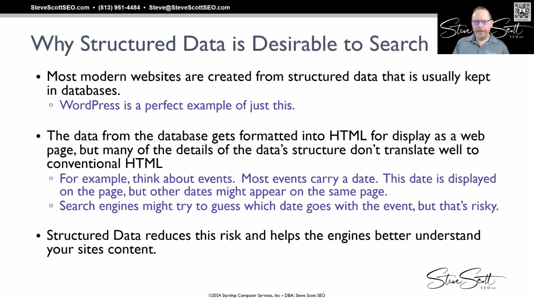data. Most modern websites are actually being created from structured data that's usually kept in a database. WordPress is a perfect example of just this, right? We don't actually have pages created in HTML that's set on a file server somewhere. The information is stored in a database, and the database has the information about what a heading is and what the posts are and what the pages are and so on down the line. So the data from those databases get brought into your pages, formatted into HTML for display as a web page. But a lot of the details of the data structure don't always translate well to conventional HTML.